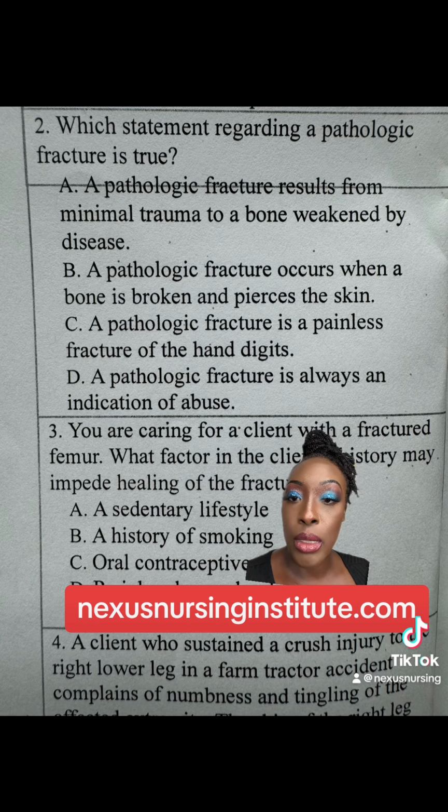And guys, the correct answer is A, a pathologic fracture results from minimal trauma to a bone weakened by disease. So let's talk about this. When you think of pathologic, what should you think of? Disease. When you think of fracture, what should you think of? A break in the bone.